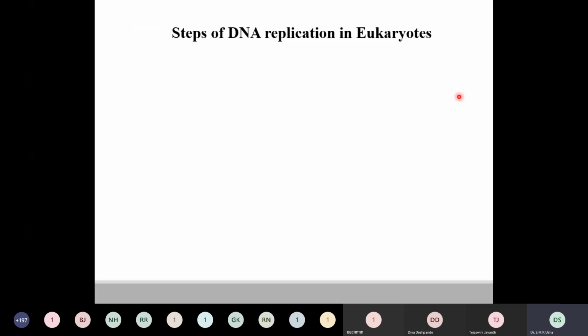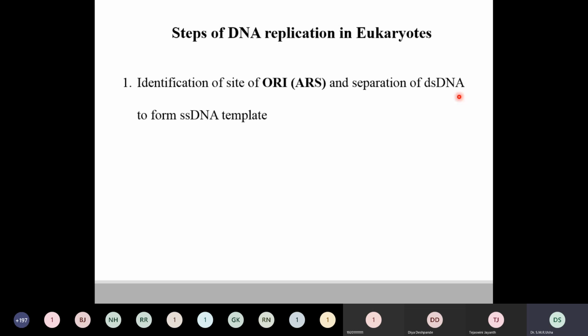Now coming to the steps of DNA replication in eukaryotes, the first step is the identification of the site of ORI, or ARS. ORI means origin of replication, ARS means autonomous replicating sequences. So identification of the site of ORI and separation of double-stranded DNA to form a single-stranded DNA template. That is the first step of DNA replication in eukaryotes.